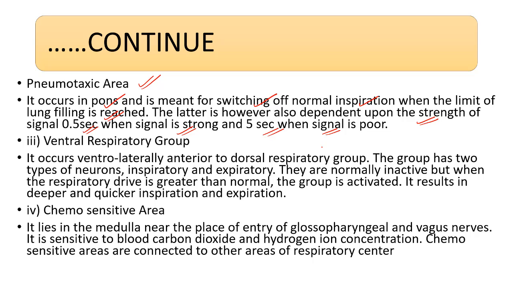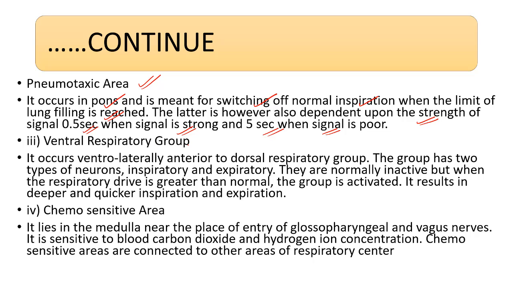Pneumotaxic area, it occurs in pons, is meant for switching off normal inspiration, normal breathing, when the limit of lung fill is reached. As the lungs come up to their maximum capacity to fill up with air, the pneumotaxic area switches off the normal inspiration process. The latter is, however, also dependent upon the strength of the signal, that is 0.5 second when the signal is strong and 5 seconds when the signal is poor.